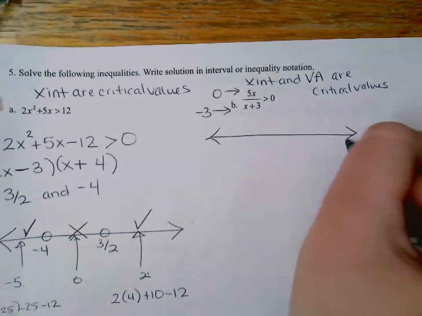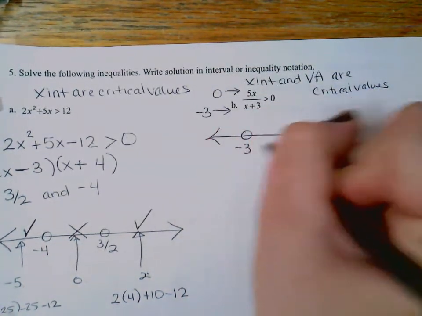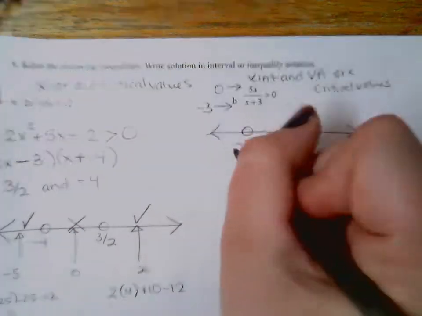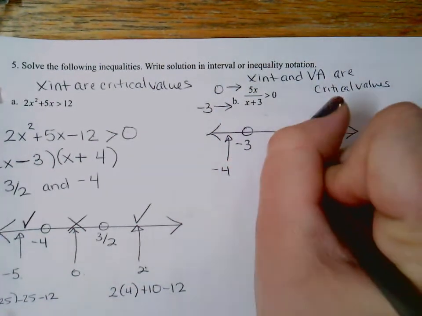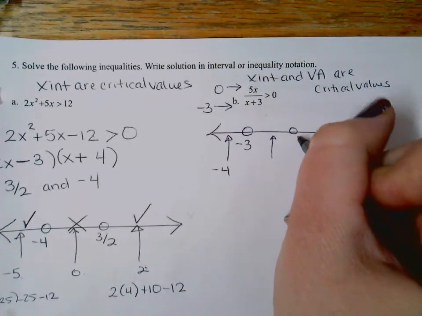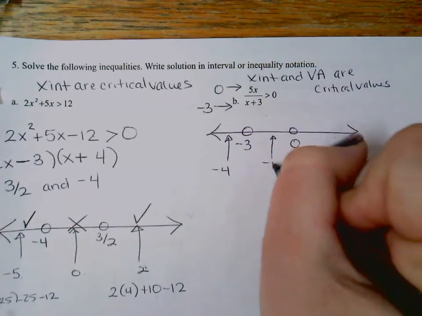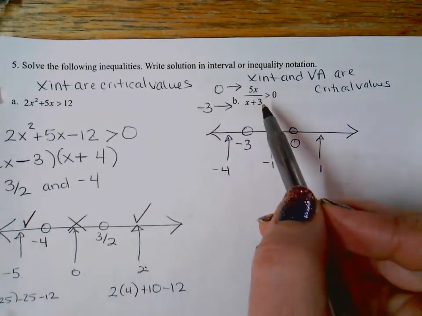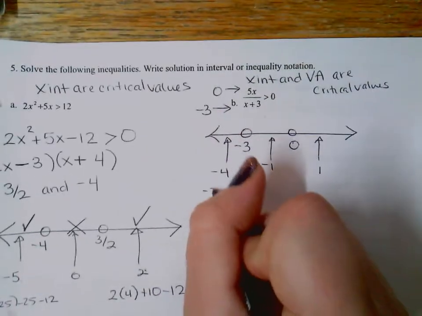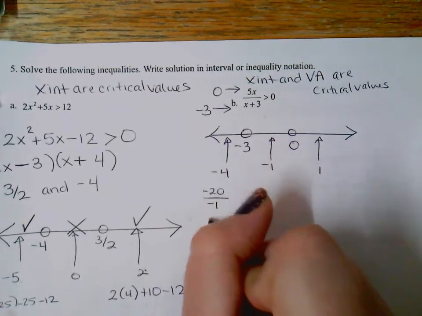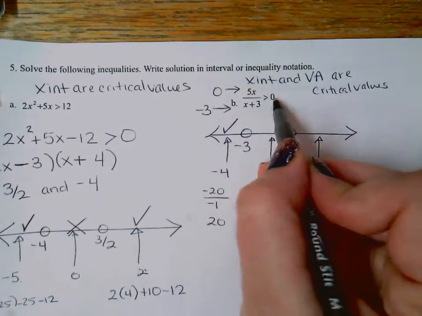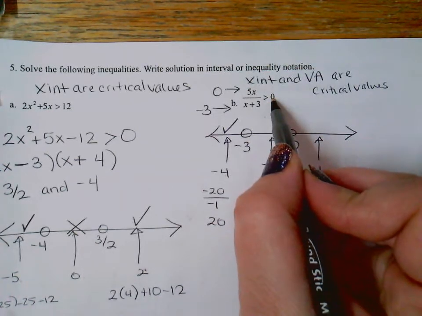So a graph can change at asymptotes and at x-intercepts. So I'm going to plug in negative 4, negative 1 and 1 into my original inequality here. If I plug in negative 4, I get negative 20 divided by negative 1, which is positive 20. Hey, that's a positive number. I want positive numbers, greater than 0. If this said less than 0, you'd be looking for the negative numbers.